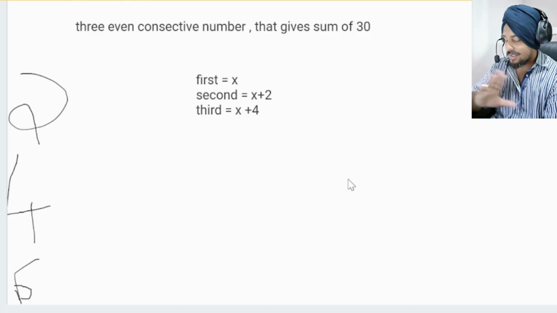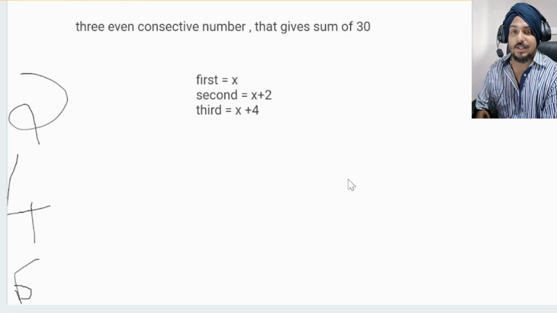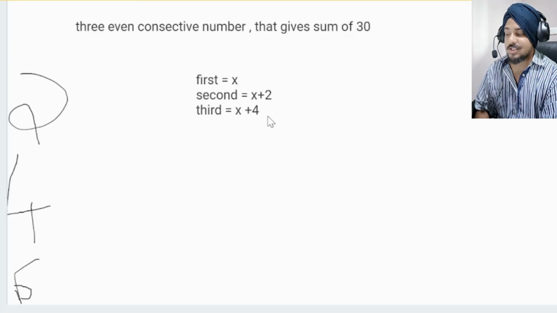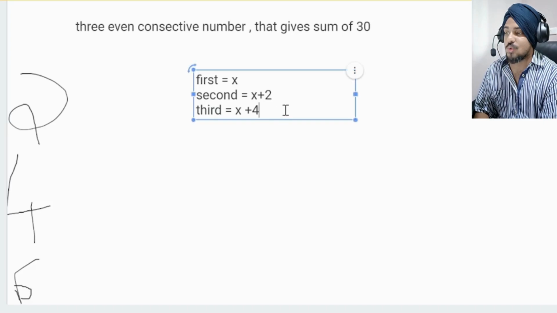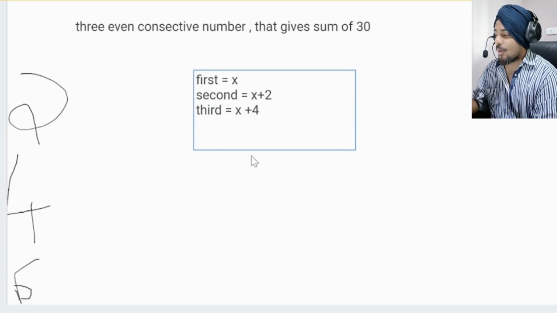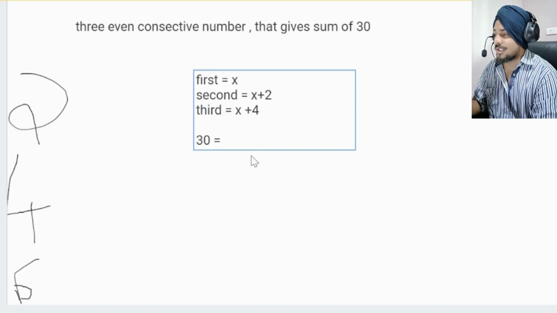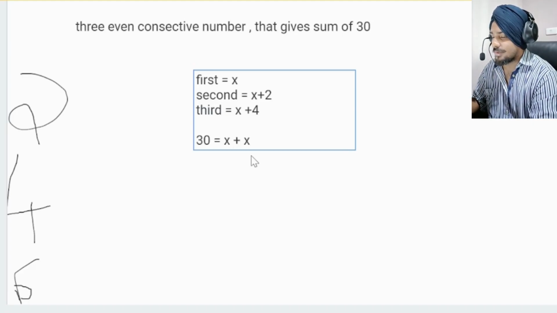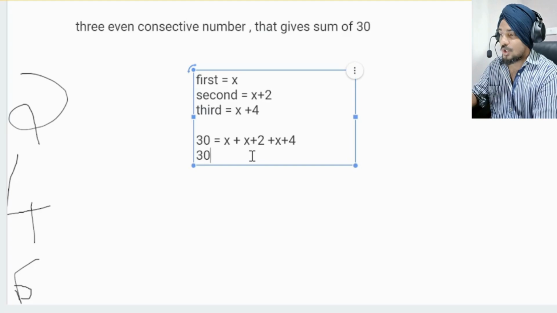We think of a number. Let's imagine that the first number is x. That means the second number should be x plus 2, and the third should be x plus 4, right? So if you add them all up, it gives you 30. That means we have to do something like this: x plus the first number plus the second number plus the third number. So this is what we have, and we can solve this now.